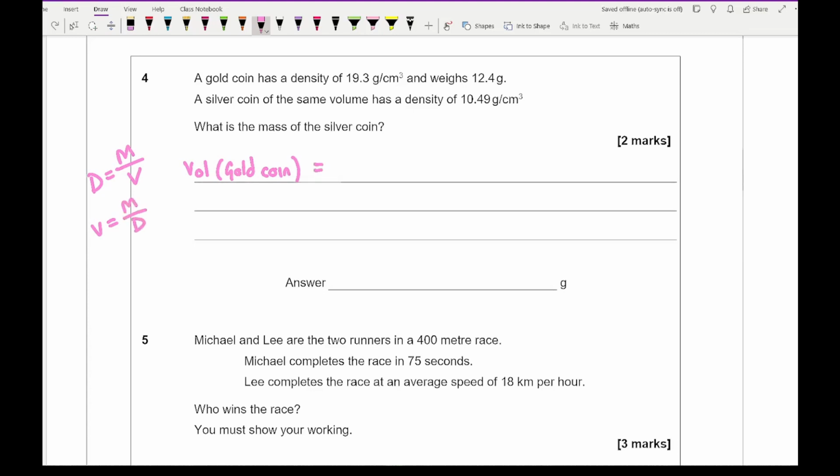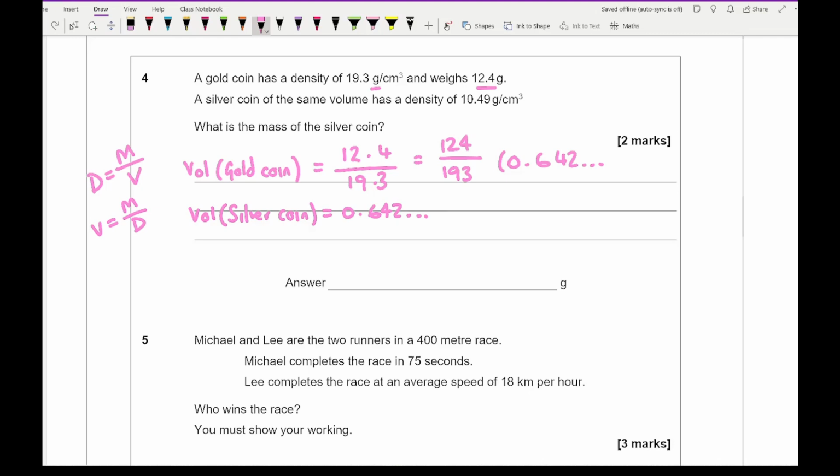So that's going to be equal to, now just double check to make sure the units are correct. So grams in the density units and the weight is in grams. So that's absolutely fine. So it's going to be 12.4 divided by 19.3. And that gives me an answer of 124 over 193 as a fraction. But as a decimal, it's 0.642 and so on. So then the volume of the silver coin is the same, so that equals 0.642, which is still on the calculator.